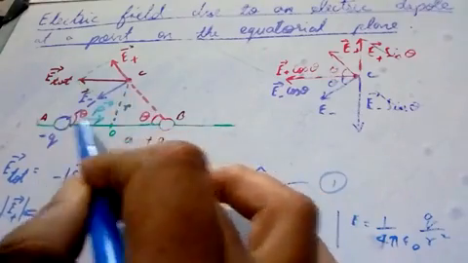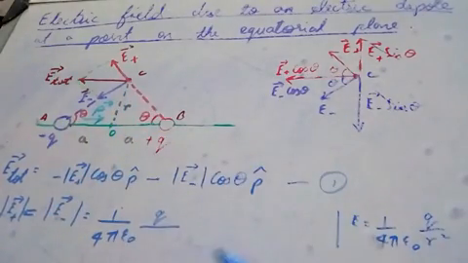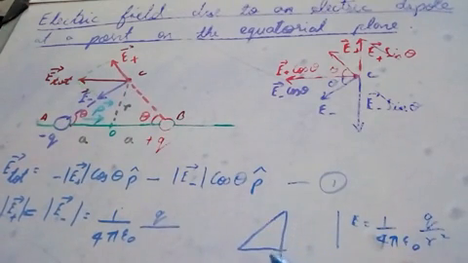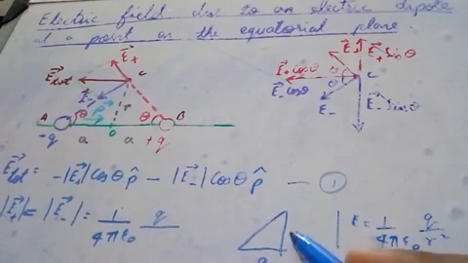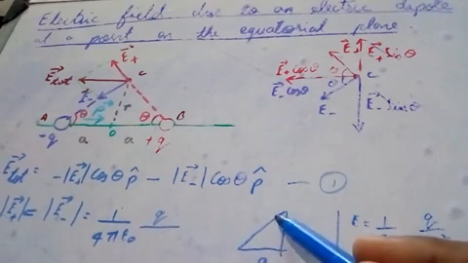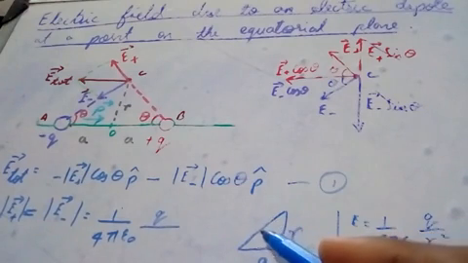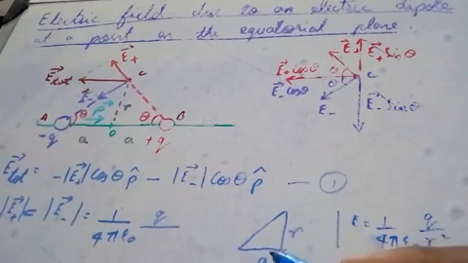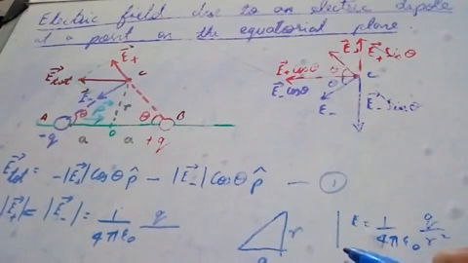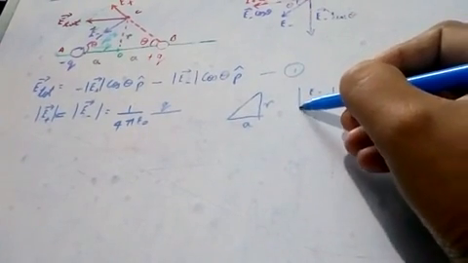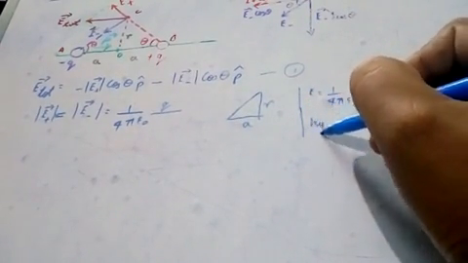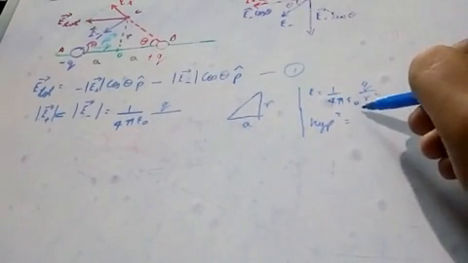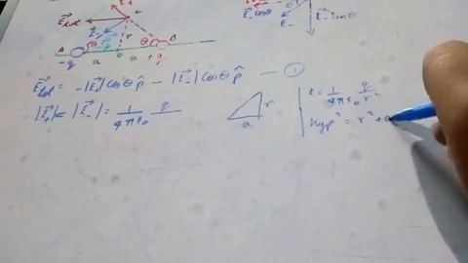You see this triangle, I'll draw this triangle here. Let's see what the distance is here. This is a, this is r, and what is this? We use the Pythagoras theorem. The square of the hypotenuse is equal to the sum of the squares of the other two sides, that is r square plus a square.